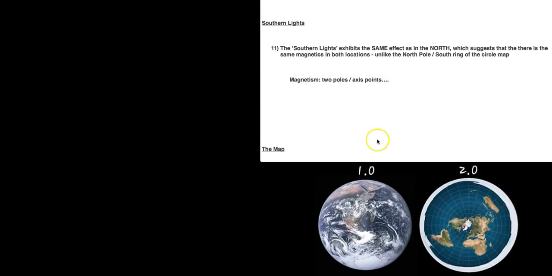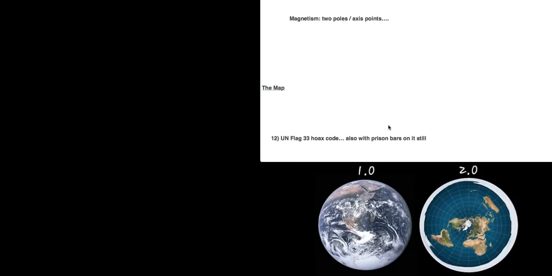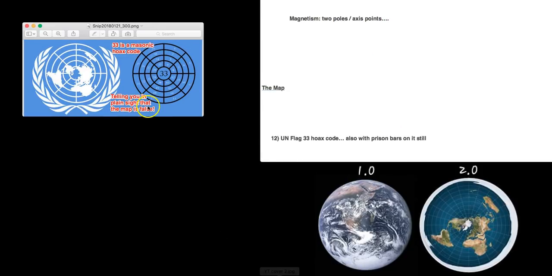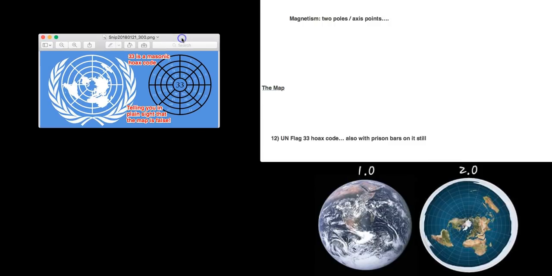Next point I want to get into is the map. And so the first point is this map here. This is circumstantial evidence, obviously, but this is the map that we're given here, and we were given it by the United Nations, which is the New World Order headquarters, essentially the world government.